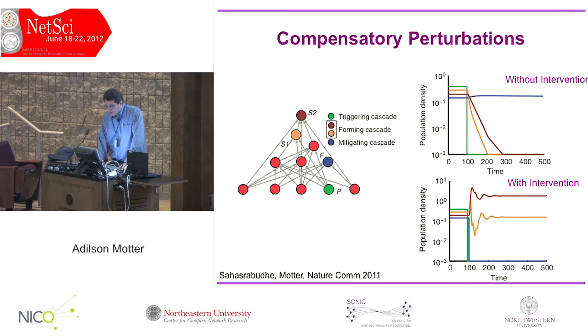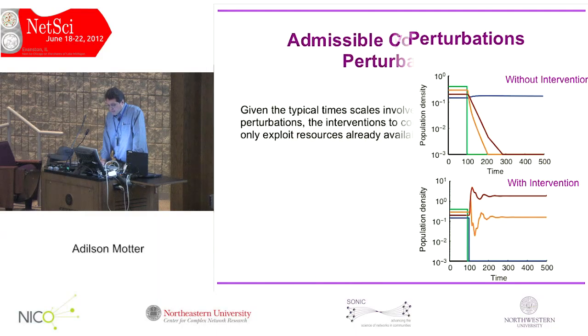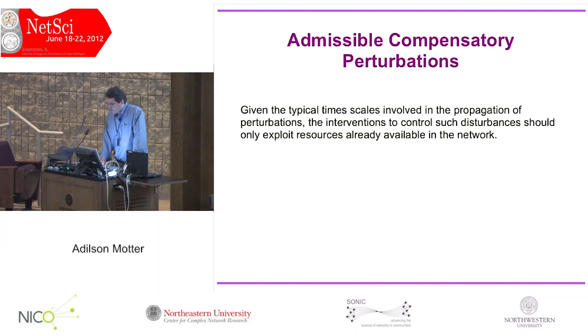So what we have here is some evidence that when something does go wrong in a system, because the propagation of failures takes some time, you have some time to take actions. And these actions can actually correct at least part of the damage. This leads to the idea of compensatory perturbations. But not all perturbations are admissible.